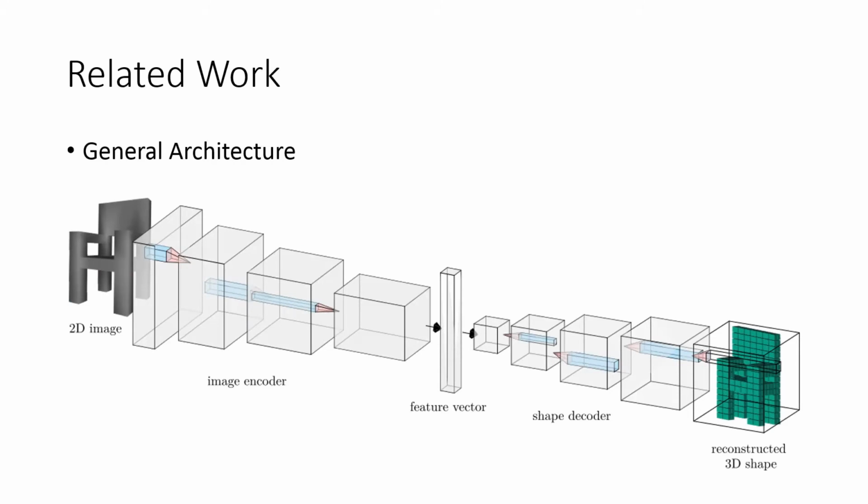The general architecture used in SVR is the encoder-decoder neural architecture, in which the 2D input image is fed into a convolutional neural network, and the image passes through a series of convolutional and pooling operations to achieve a feature vector that compresses the useful features of the 2D input image. And then this feature vector is fed into a shape decoder, which can be either an up-convolutional neural network to reconstruct a shape in voxel format, or maybe multi-layer perceptrons to reconstruct meshes and point clouds.